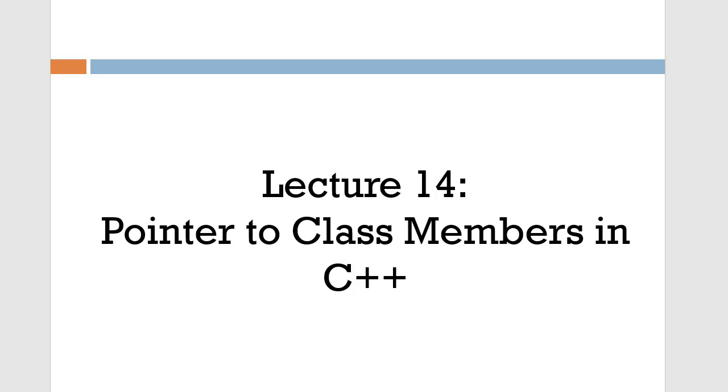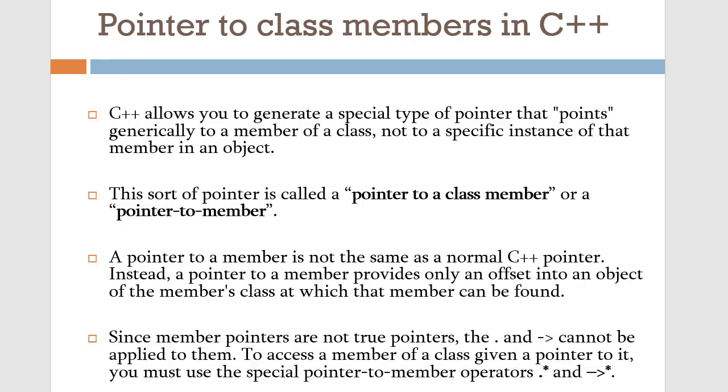So let's get started. Let's talk about some of the important points about pointer to class members. First, C++ allows you to generate a special type of pointer that points generically to a member of a class, not to a specific instance of that member in an object. So it's one special type of pointer. It's not like a normal pointer, and it's a generic pointer that points to a member of a class, but not to a specific instance of that member or the data member in an object. We'll talk about this point when we see an example. This sort of pointer is called pointer to class member or pointer to member.